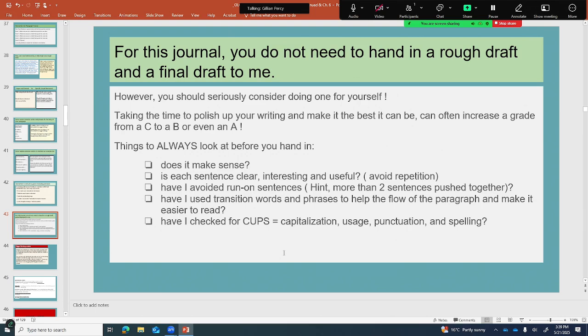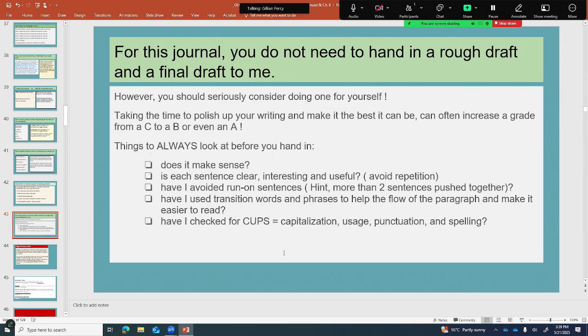If you've forgotten words, it sounds so much more obvious when you read it out loud. Is each sentence clear, interesting, and useful? In other words, are you just saying the same thing over and over again, or are you saying something new each time? Aim for something new. Have I avoided run-on sentences? If you are writing a sentence, putting a comma, writing a sentence, putting a comma, stop, take out those commas, and put a period instead.